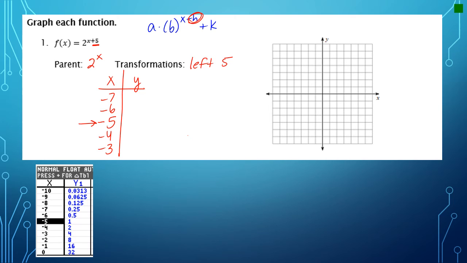Now from this point, we're going to go straight down here to our table, and we're going to take those points off the table. So -7 is 0.25, -6, 0.5, -5, 1, -4, 2, and -3, 4. And now I'm going to plot these points. So if I go left 7, 1, 2, 3, 4, 5, 6, 7, and then up 0.25, so about right here, and then 0.5, 1, 2, and 4. So this is what my graph looks like here.